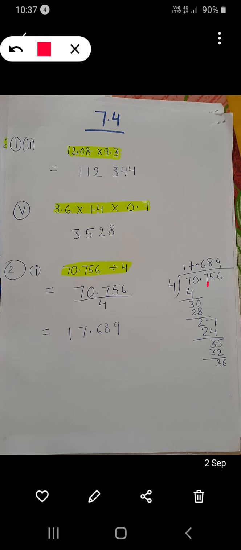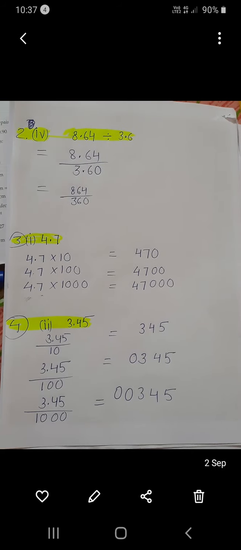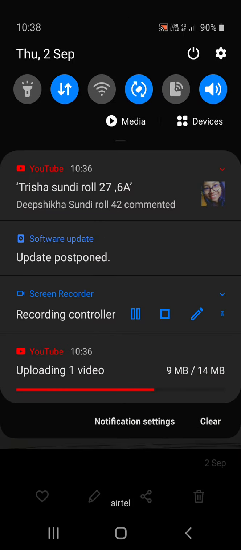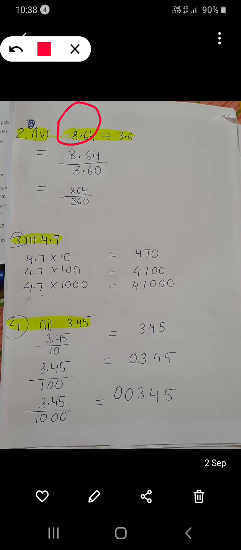Now children, in the next one you can see there is a decimal number in the numerator and a decimal number in the denominator. In both numbers, divisor and dividend, there are decimals. So children, there is a very simple trick.